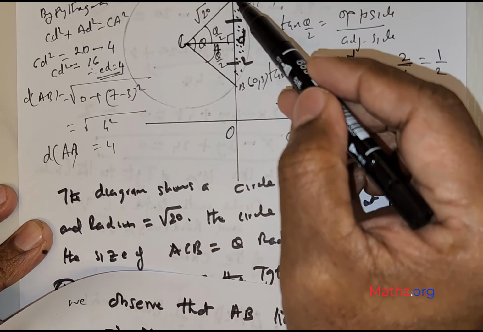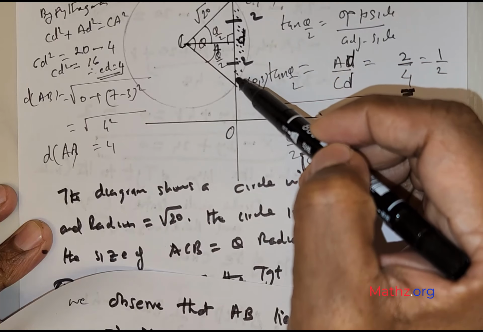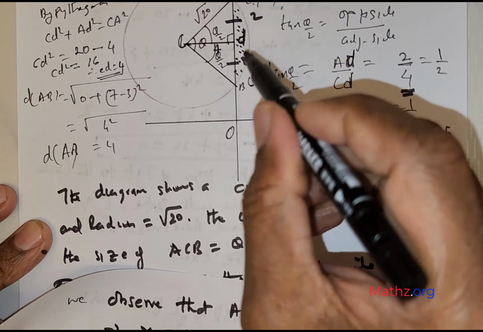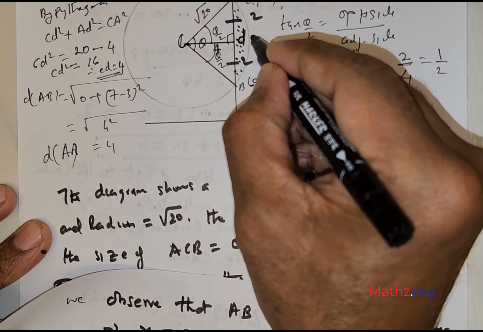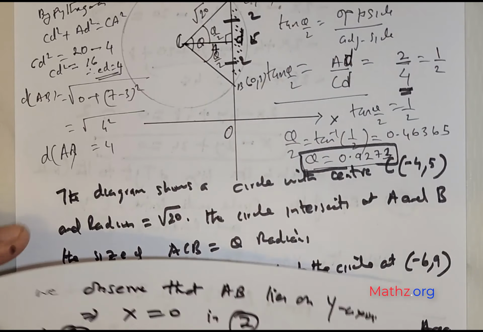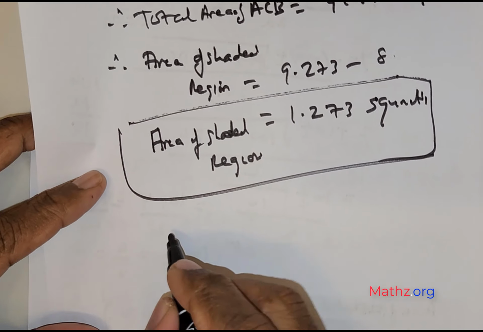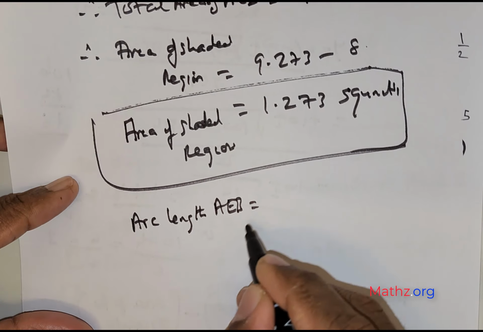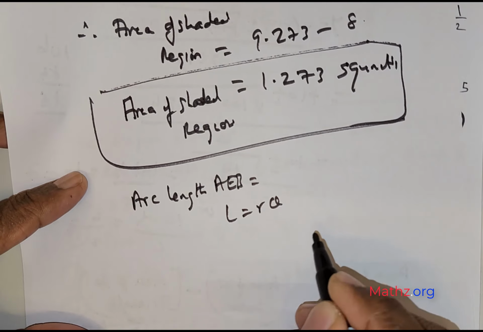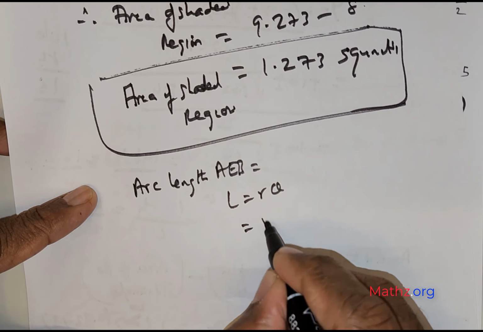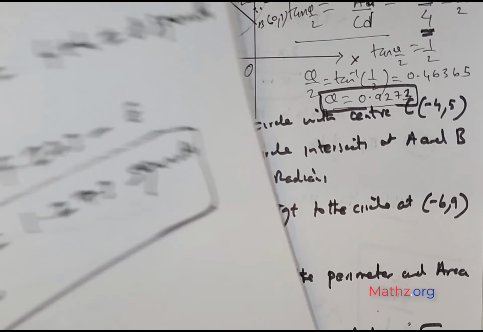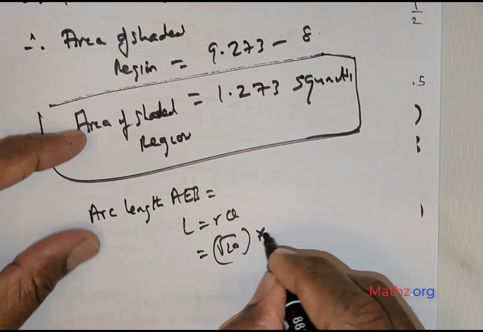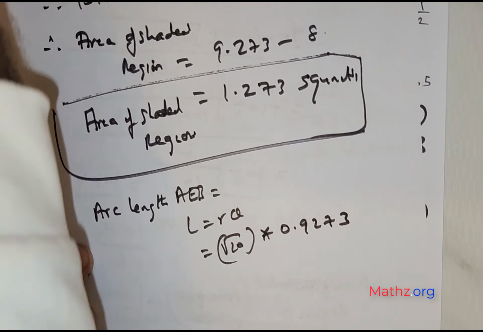When you talk about the perimeter, we are actually looking at this arc length plus this straight line. So we need to get the arc length. So arc length, let me take this as say AEB. So arc length AEB is equal to, now there's a formula, L is equal to R times theta. This is a formula. So R is root of 20. Now we got the value of theta. Theta is 0.9273. So substitute that, 0.9273.